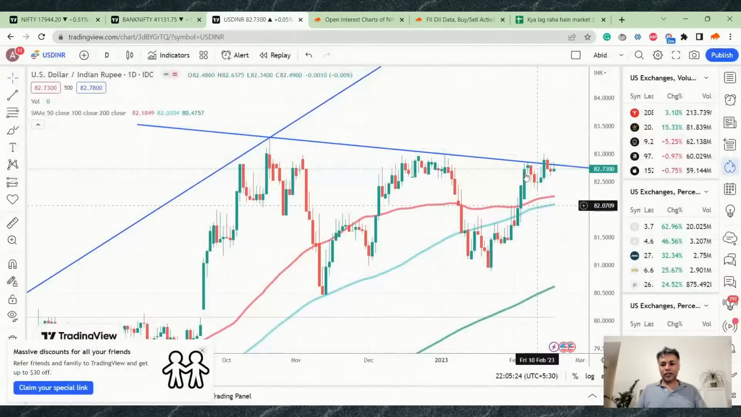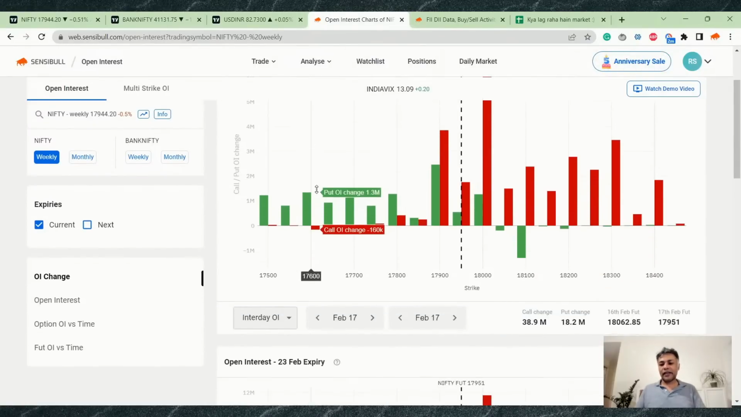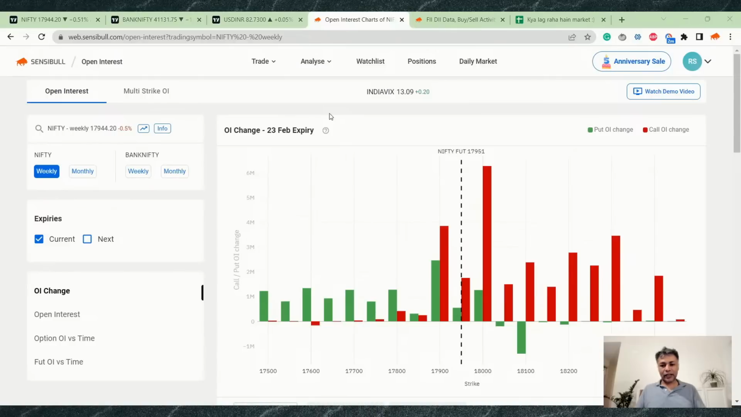Now let's look at dollar chart also. Dollar is still below this trend line. So as long as the dollar is below this trend line, there is hope for a positive risk sentiment market, right? In the sense that people will take risk kind of market.